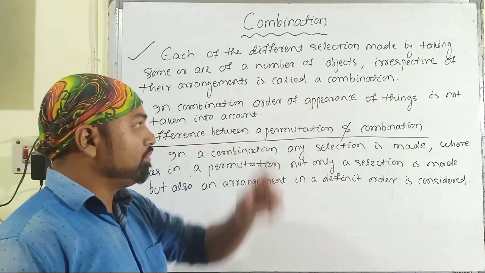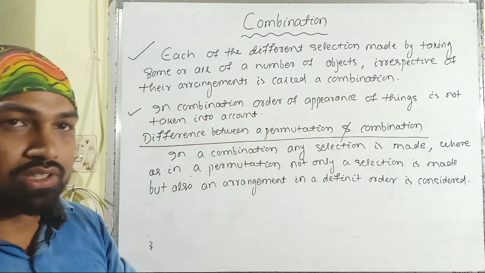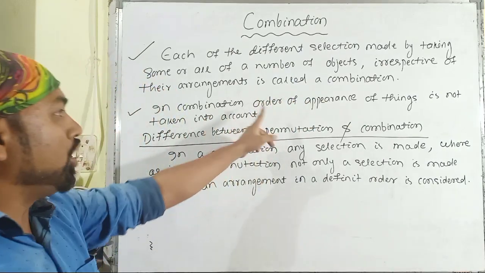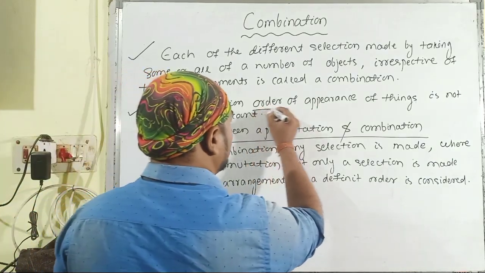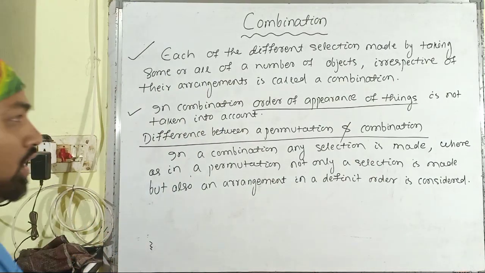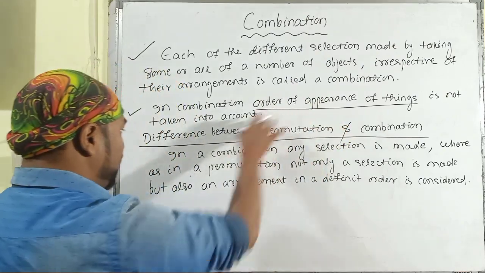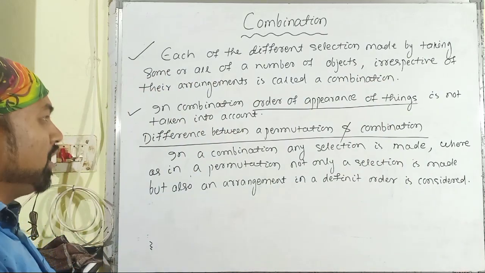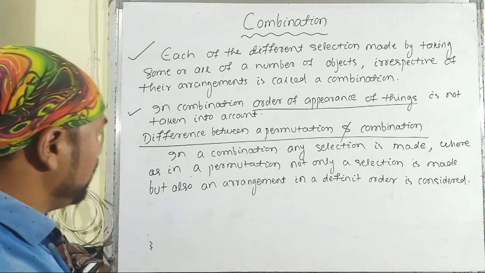each of the different selections made by taking some or all of a number of objects irrespective of their arrangements, that means irrespective of their order, is called a combination. In combination, order of appearance of things is not taken into account. So this is the main fundamental behind the combination topic, and that is the difference between permutation and combination. In permutation, the order of appearance of things is taken into consideration, but in combination chapter, the order of appearance of things is not taken into consideration.